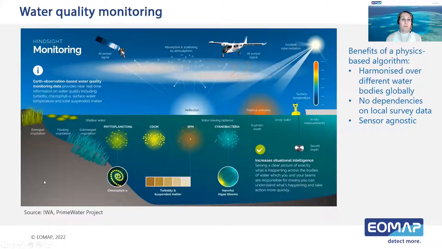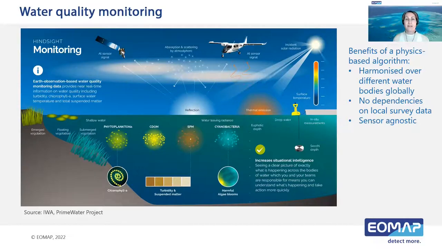Earth observation-based water quality monitoring provides near real-time information on water quality, including a lot of parameters that you can already see here in this schematic water body. We can look at the turbidity, estimate the chlorophyll A, detect the surface water temperature and the total suspended matter, as well as harmful algae blooms, amongst other cyanobacteria. The nice thing is that we are using a unique physics-based algorithm, which means it's harmonized over different water bodies globally. That means we can go wherever on the globe and have a look at a water body there, and we'll get good results, even if we do not have ground data.